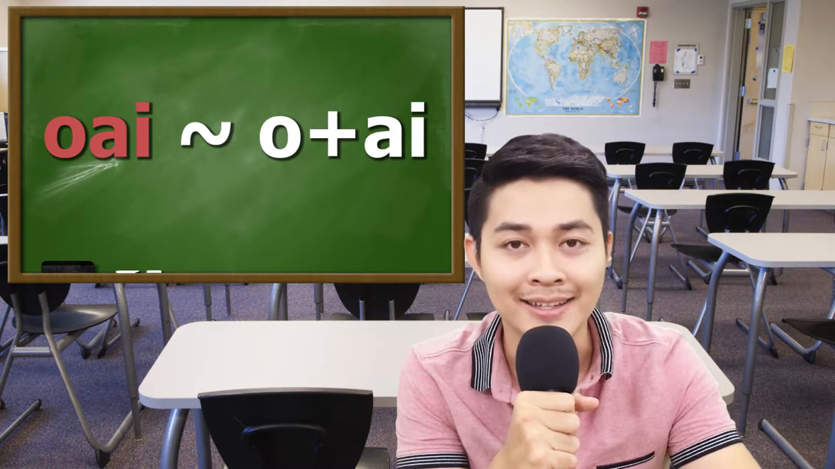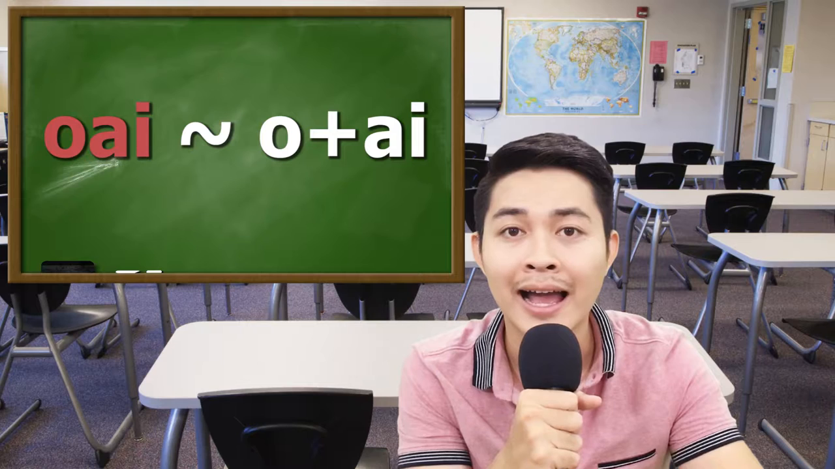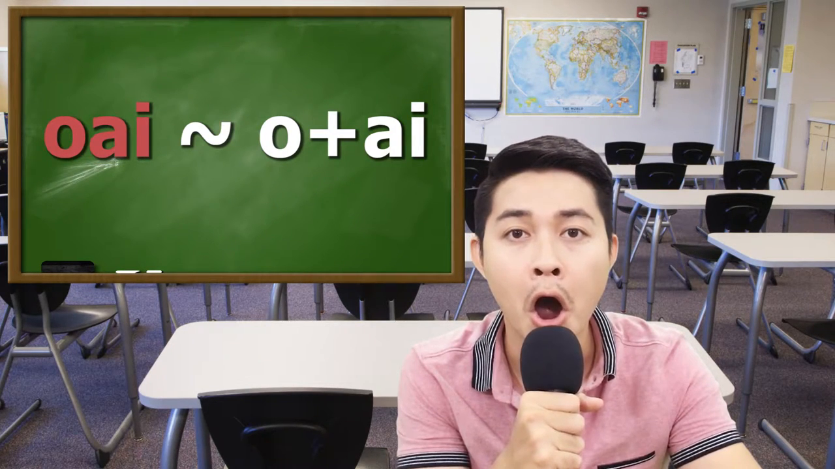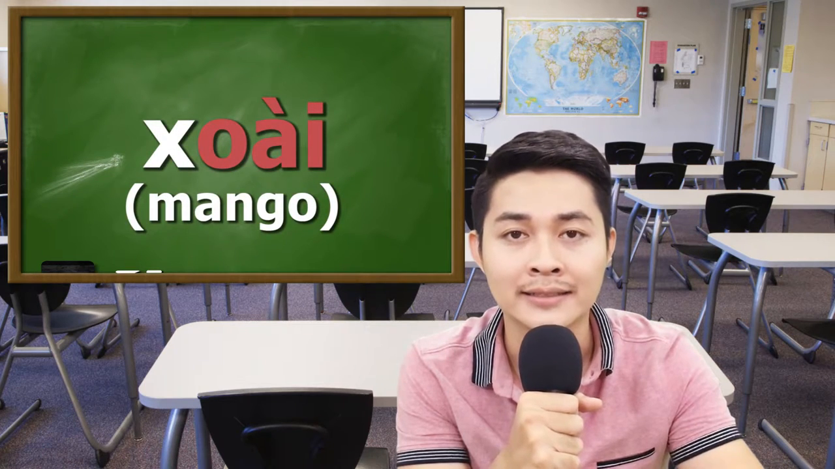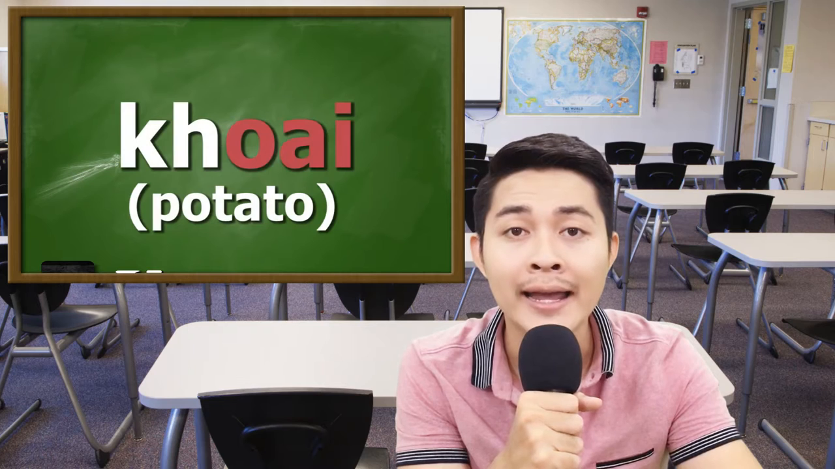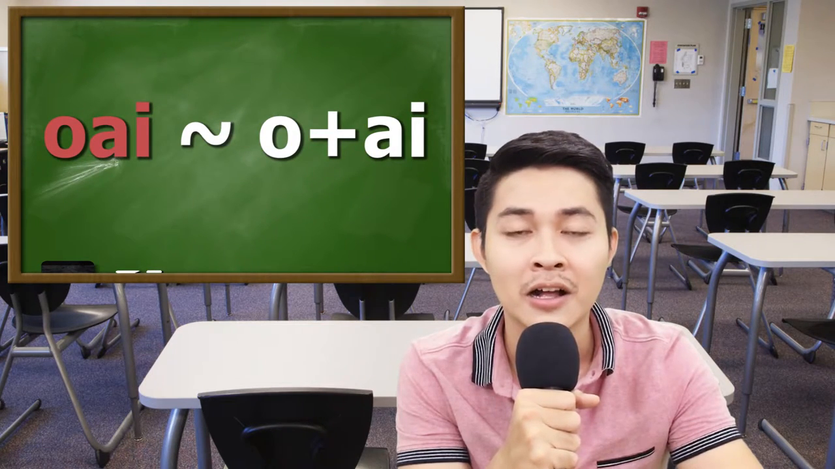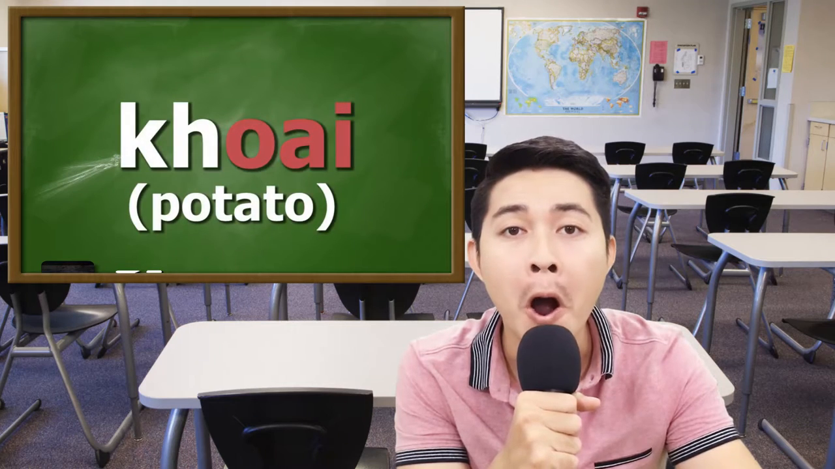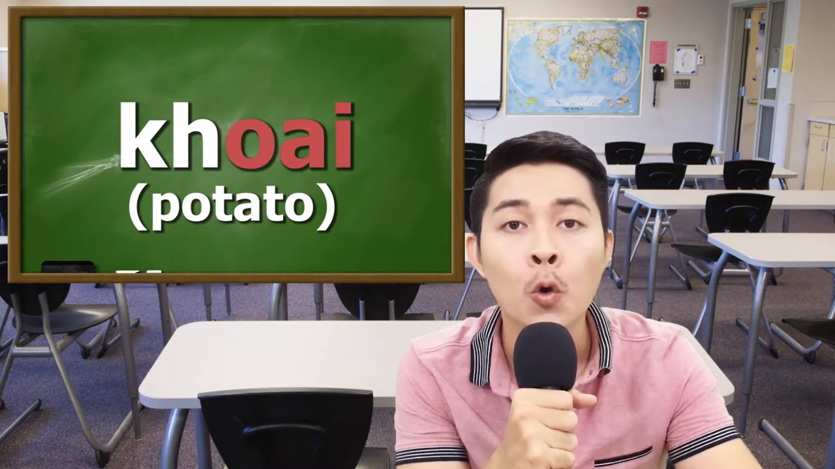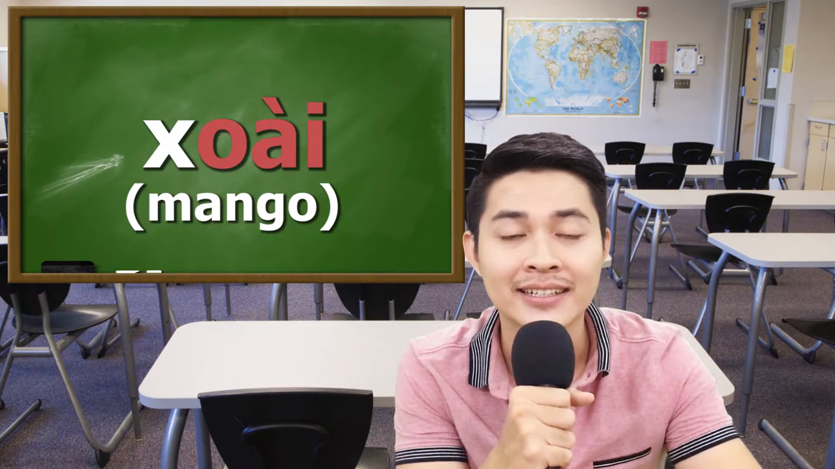The next cluster is oai. This is a combination between o and ai. Split it up at first, and then compile it and make it faster. Oai, oai, oai. For example, xoài, khoai. Now repeat, oai. Look carefully at my mouth. Quai. Quai. Xoài. Xoài. Good.